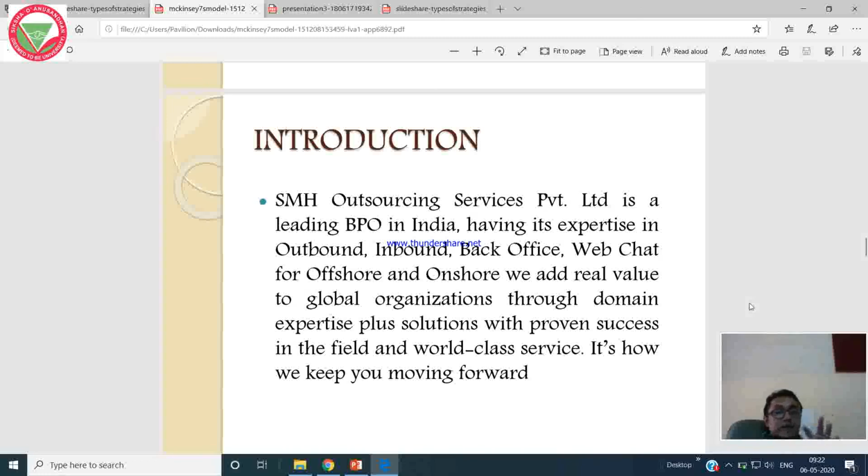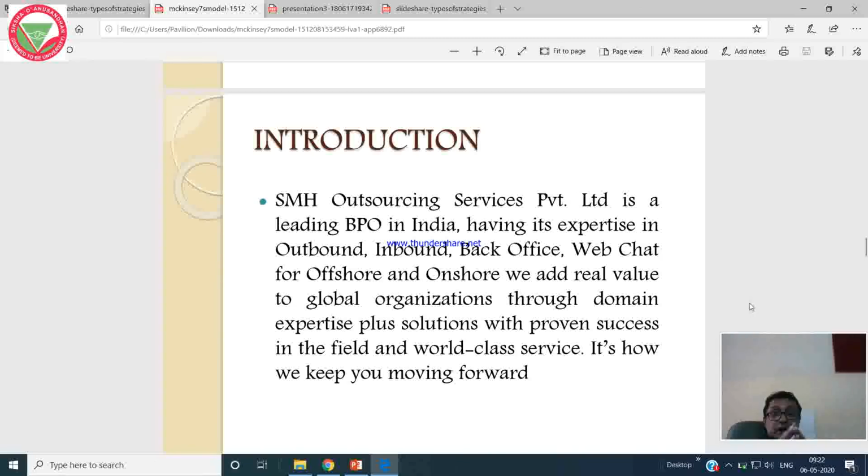So, they have mentioned the mission and vision statement here, the objective of doing business. They are basically a BPO operating in India, and they are experts in outbound, inbound. Outbound means outgoing calls, inbound means incoming calls, back office operations, all your data entry work, and web chat. Sometimes when we visit a particular website, a pop-up window comes up saying, may I help you. That is called web chat. For offshore, onshore: offshore means customers who reside outside the country, and onshore means people who are based within the country.